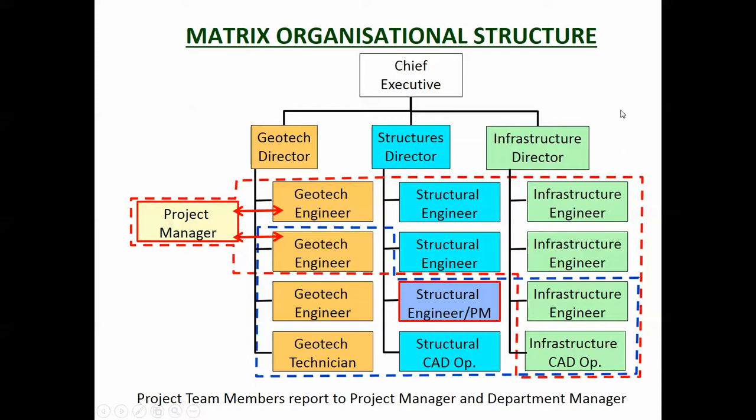Matrix organizational structure is similar, but better for projects. The functional way is a really hard way to manage a project, because the project manager doesn't have any authority or any direct control over the people who are doing the work for them. In a matrix organizational structure they do.